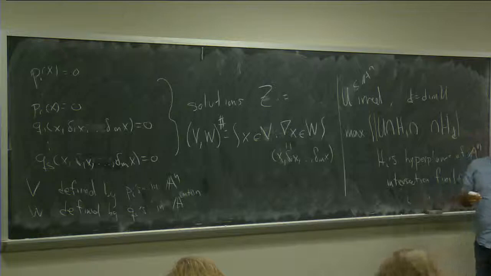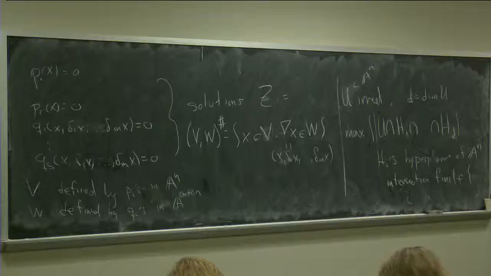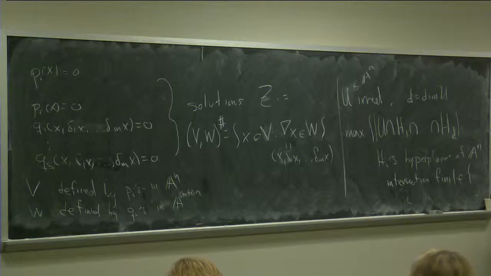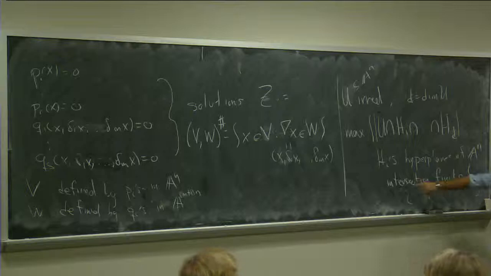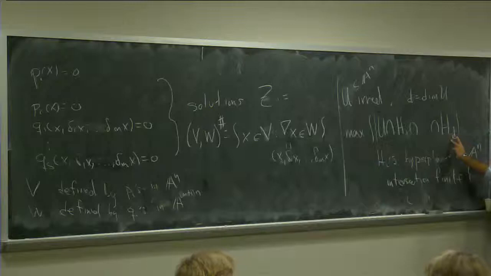So this is the definition of the degree of an irreducible variety. If it's reducible, you take the sum of the degrees of the components. That's my definition of degree. So for example, you can check. This intersection is finite, so you only use the hyperplanes that intersect in a finite set.